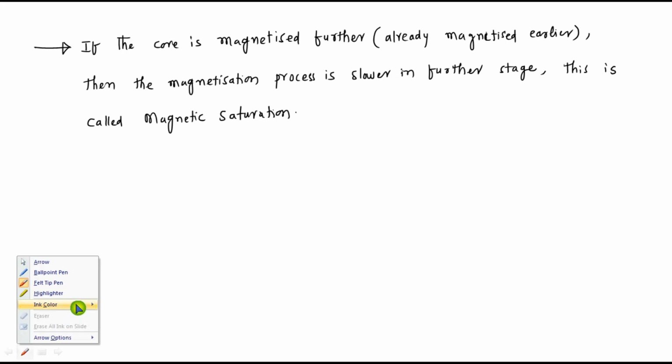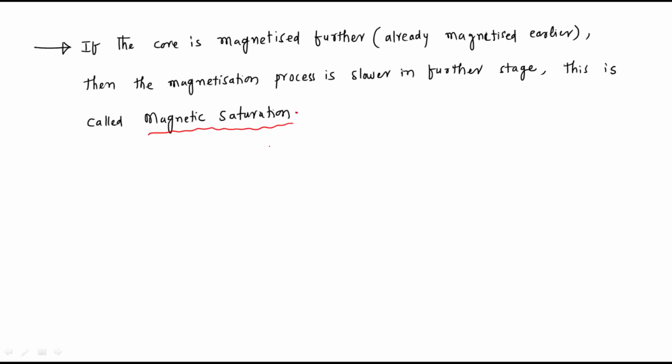So what is saturation? For every activity there is a saturation point. If we keep on increasing that magnetization, obviously at one particular point the core gets saturated. Then the magnetization process is slower in the further stage. This condition is called magnetic saturation of the core. So then obviously we have to decrease the magnetization or external magnetic field, because of that excessive magnetization the core gets saturated.